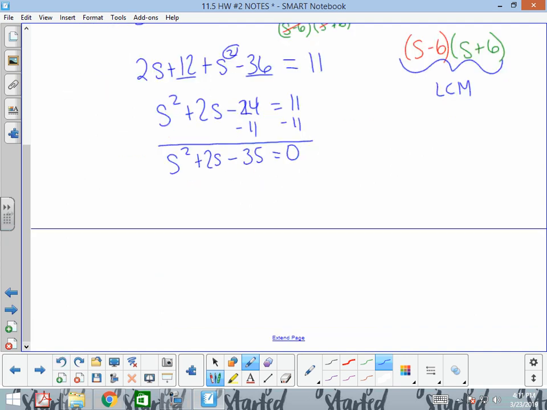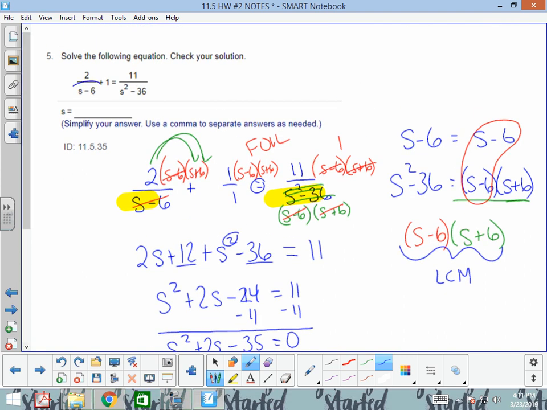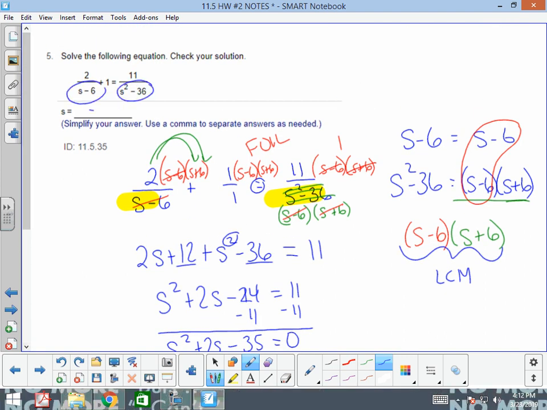And now factor: (s plus 7)(s minus 5) equals 0. Take each factor, set it equal to 0. Solve. Check your solutions and make sure that neither solution makes the original denominators equal 0. So does negative 7 make either one of these denominators 0? Does 5? No. So both solutions work. So make sure you put a comma to separate the answers.